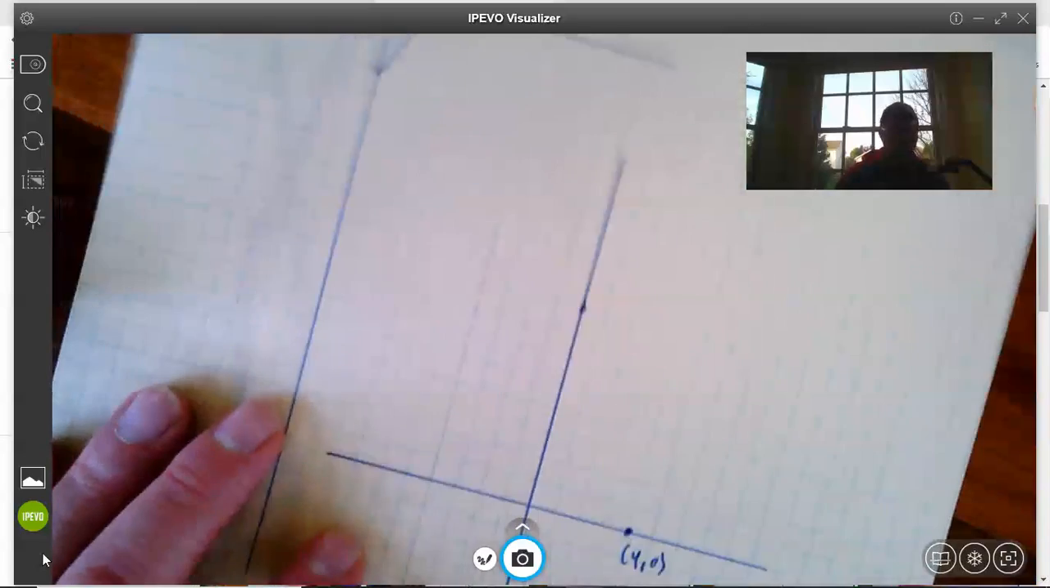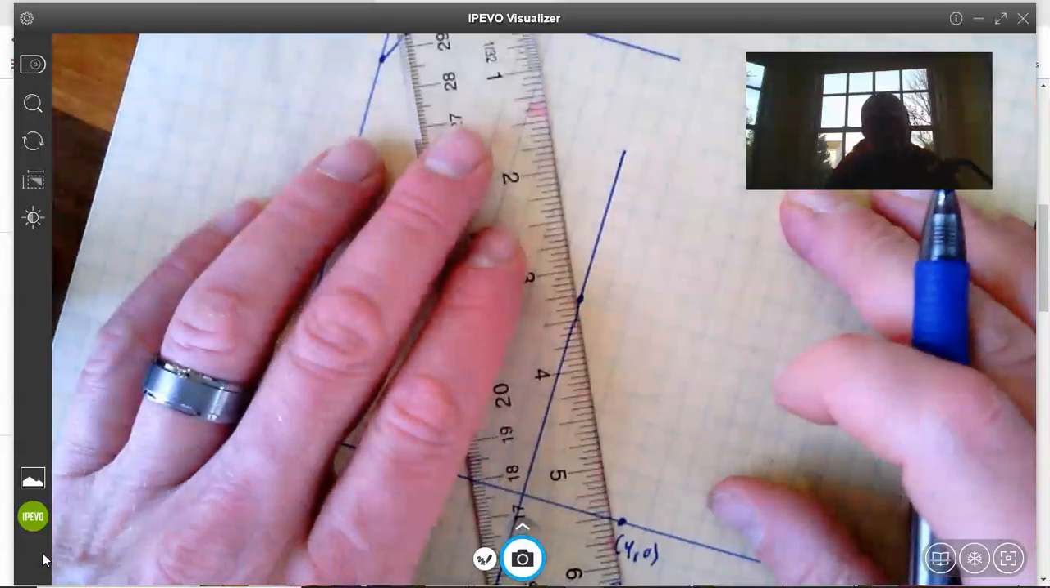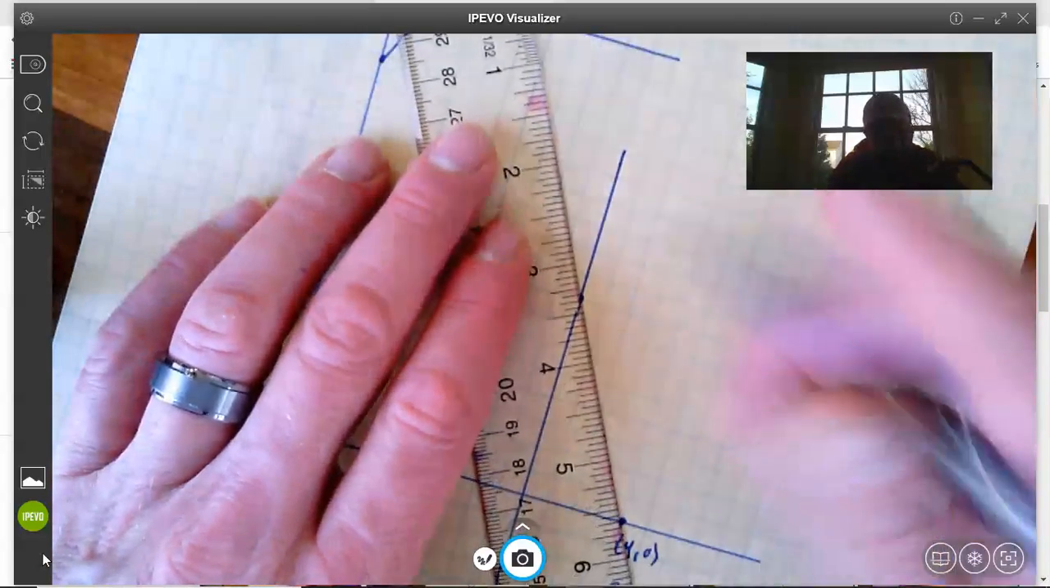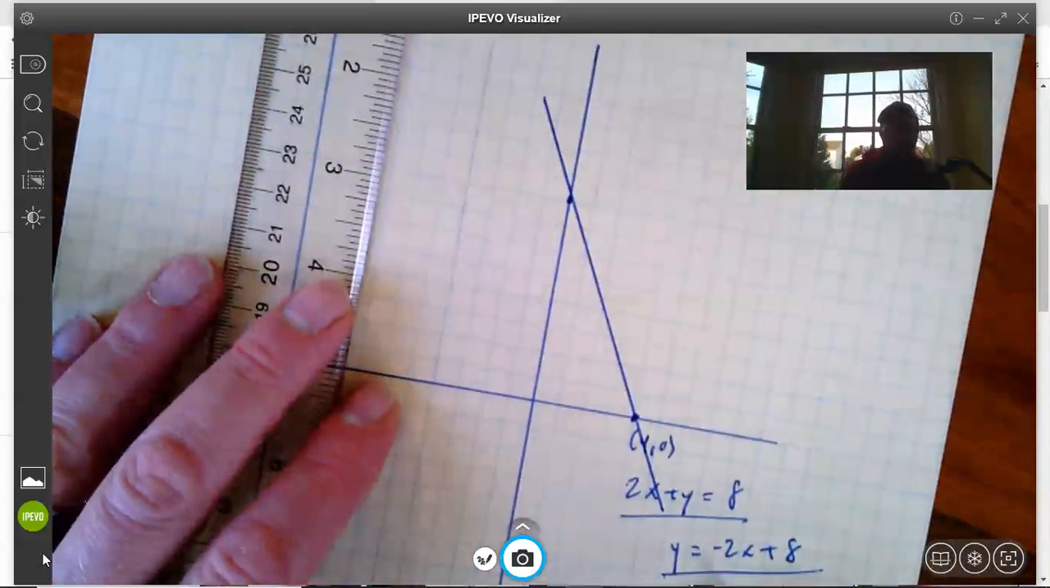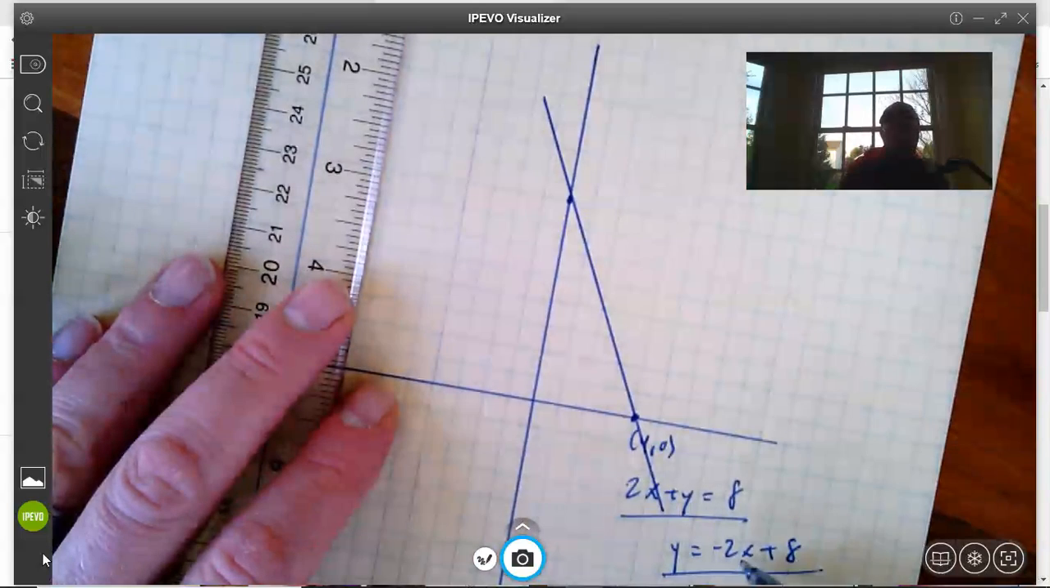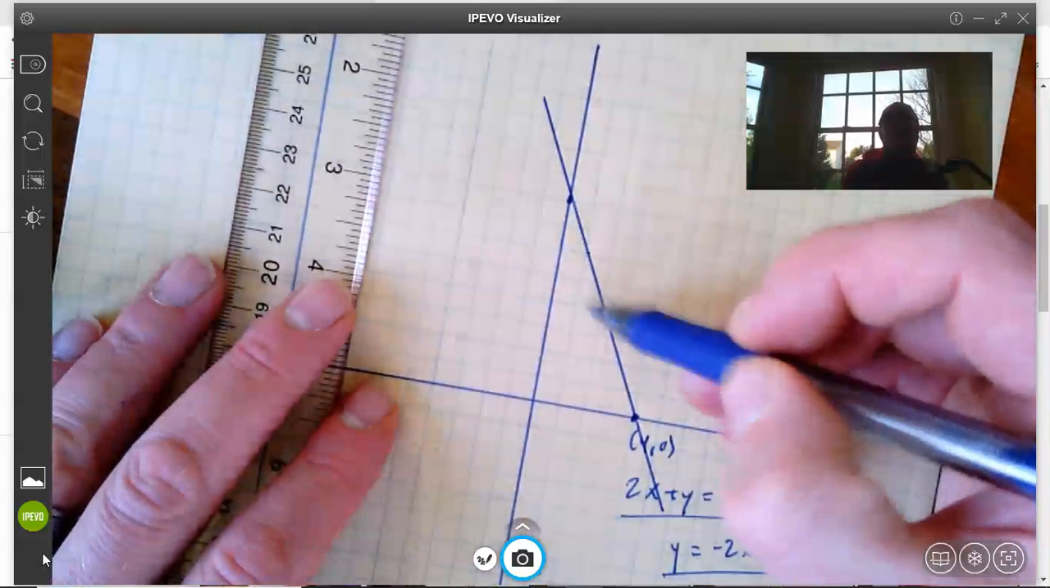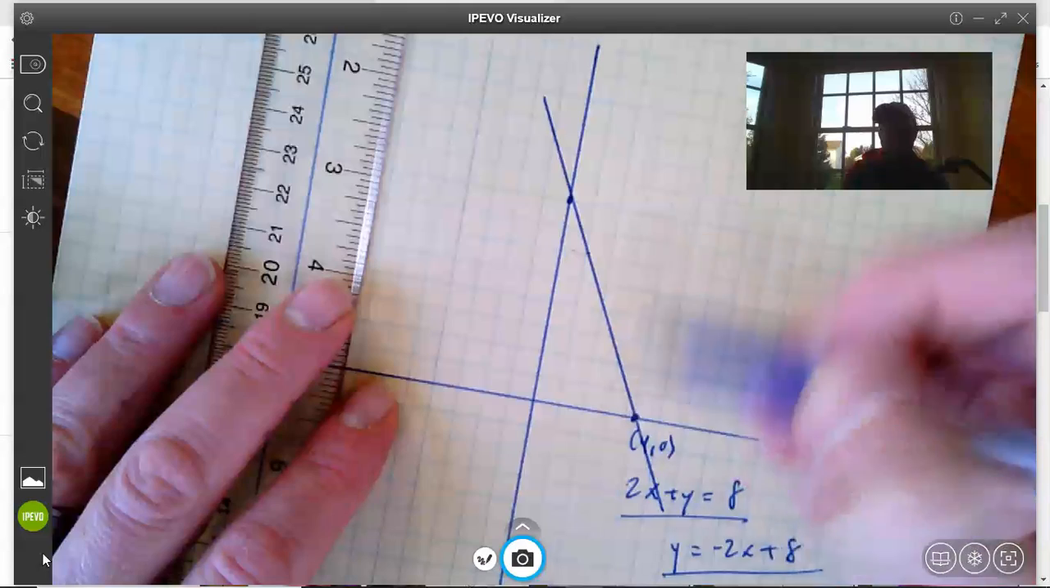Okay. And then we can connect those with a line here. There we go. And notice we have the same line. X started at 8 and go down 2 over 1, down 2 over 1, down 2 over 1, down 2 over 1, down 2 over 1.